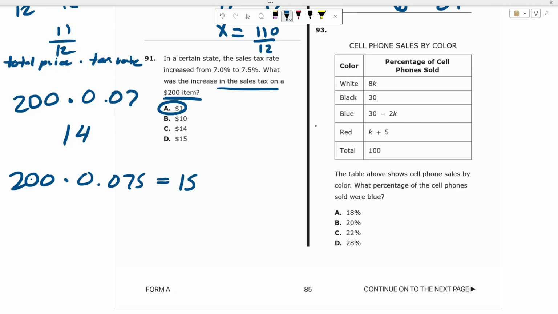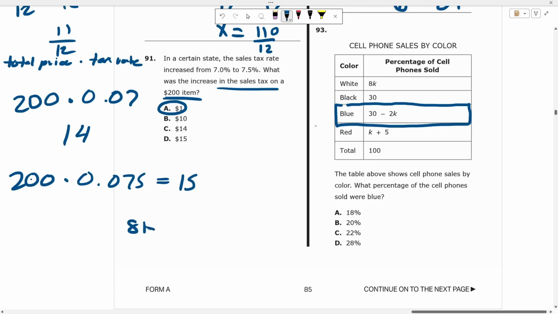If I want to know what percentage of the cell phones sold were blue, I actually need to find out how many blue cell phones there were in the first place. I need to find out what 30 minus 2K is equal to. Now, this is the percentage of what was sold. So I know that if I add it all up, I add 8K plus 30 minus 2K plus K plus 5, all of this is going to equal 100. Okay, so let's just combine like terms.